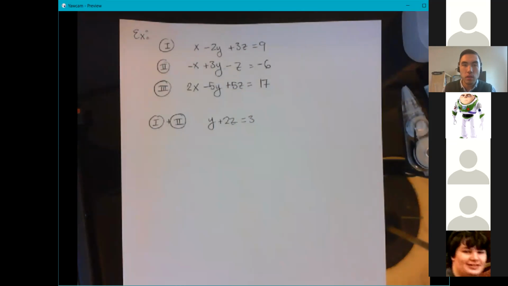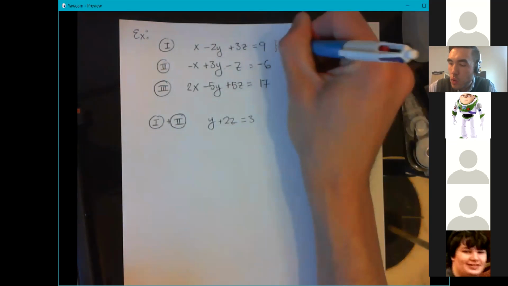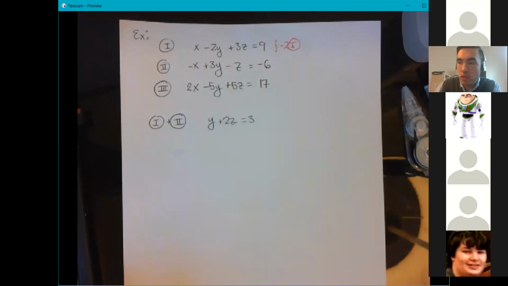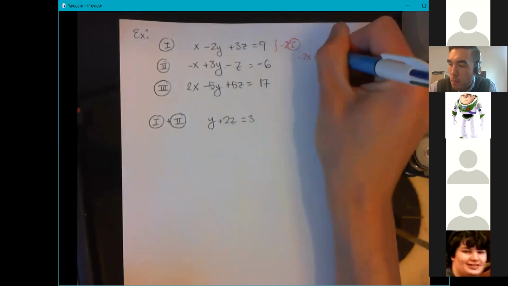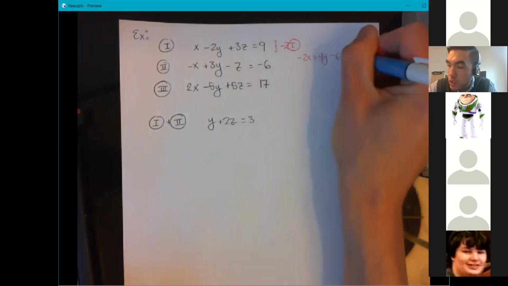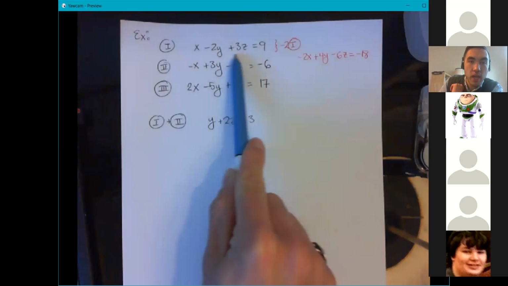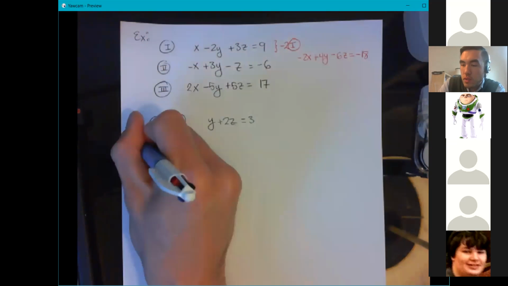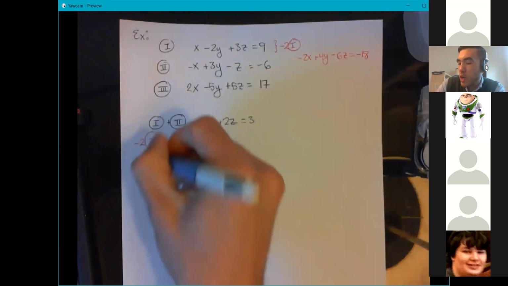Now the little bit of side work that I'm going to do is, what did we say we had to do to equation 1 before we eliminated it against equation 3? Multiply by negative 2. So I'm going to take equation 1 and say negative 2 times equation 1 is equal to negative 2x plus 4y minus 6z is equal to negative 18. All I did there was multiply all of the terms in equation 1 by negative 2. And now to produce my second equation, this is going to be negative 2 times equation 1, plus equation 3.